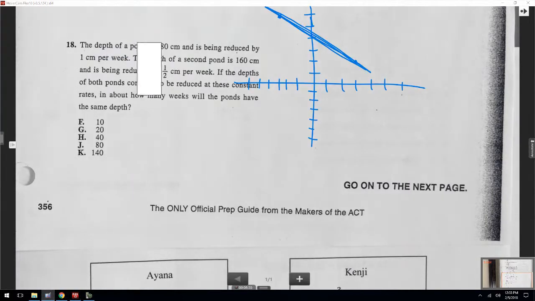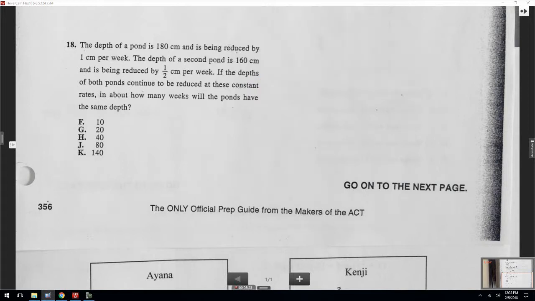So guys, in math, what is the equation for... I can't even speak today. Let me just cancel back out and start over here. Okay, here we go. It wants to know when they're going to be the same depth, right? So in math, what is the symbol for the same? Equal.